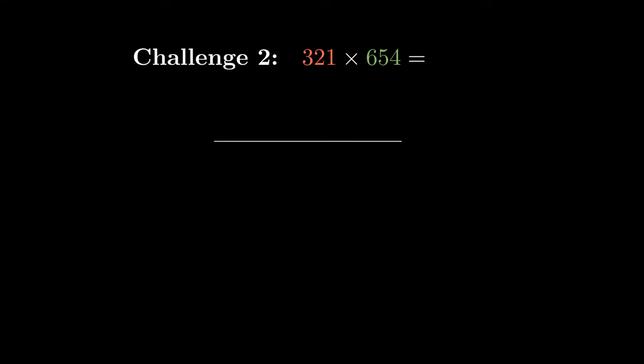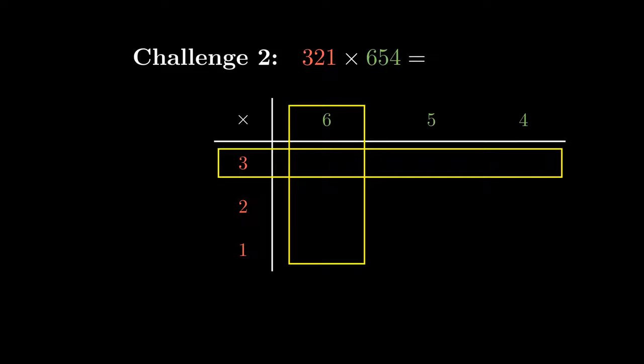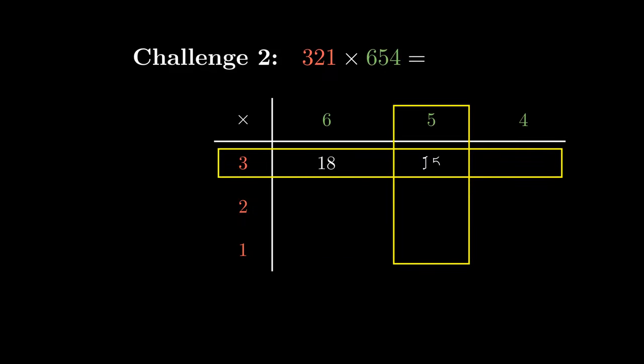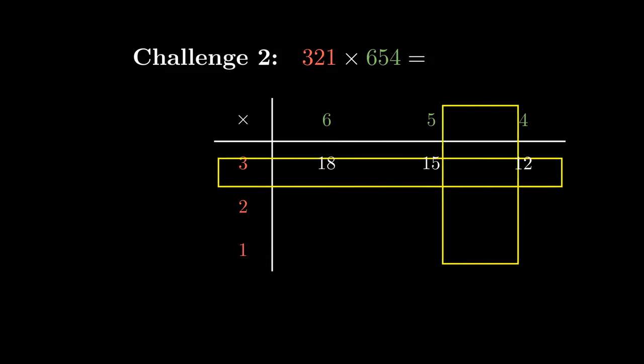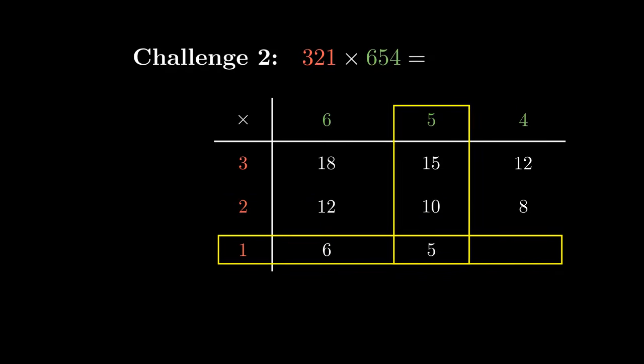This approach generalizes to multiplying 3-digit numbers. We put the 321 on the left and the 654 on the top. We multiply the first cell, 3 by 6, to get 18. The second cell, 3 by 5, is 15. The third cell, 3 by 4, is 12, and we repeat for each of the remaining cells.